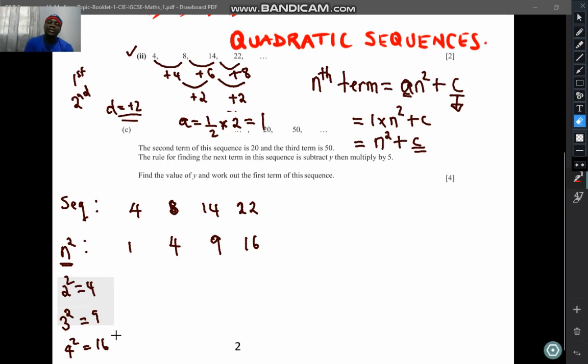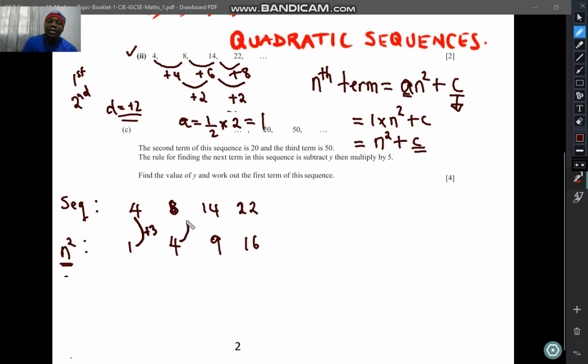The duty now is to say what is missing from this new sequence to give us the original one, which is the one up there. You can notice that from 1, we need to add 3.